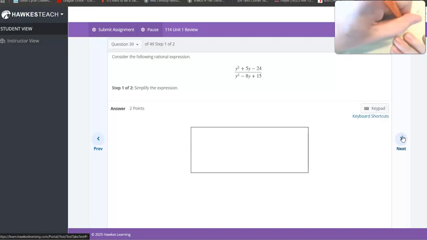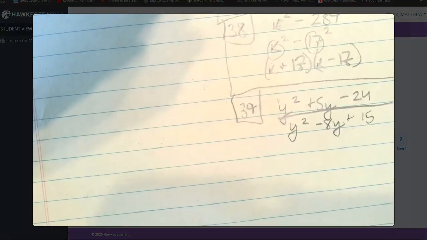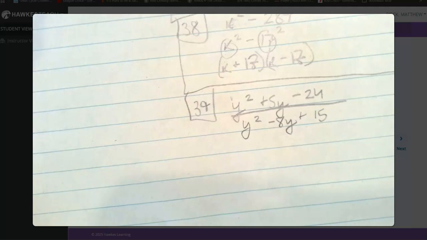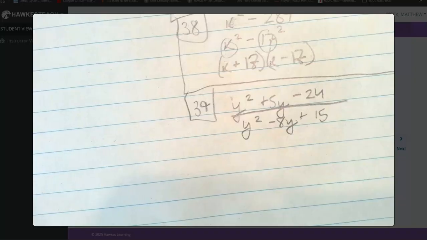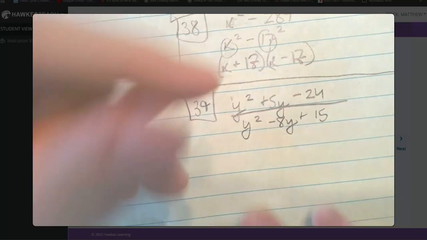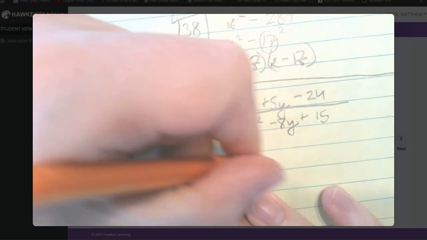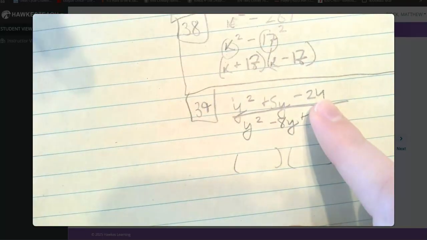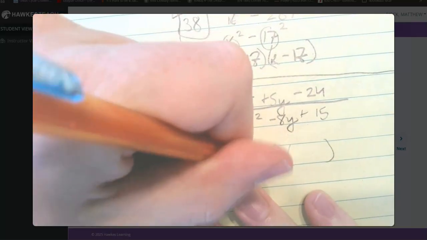Okay, home stretch. So we've got (y squared plus 5y minus 24) over (y squared minus 8y plus 15). Again, to simplify, we can cancel out common factors. So the first thing we need to do is factor this expression if we can. On the top, we're looking for two things that multiply to get negative 24 and add to get positive 5. So that's going to be y plus 8 and y minus 3.